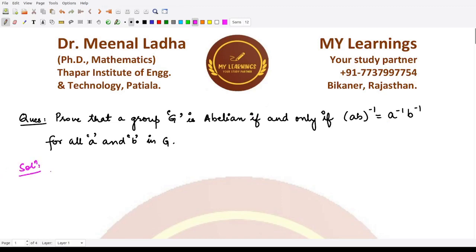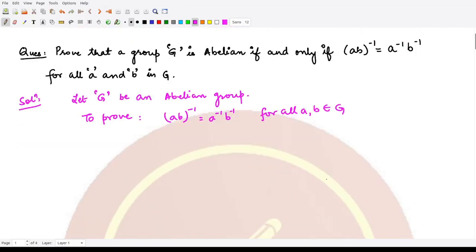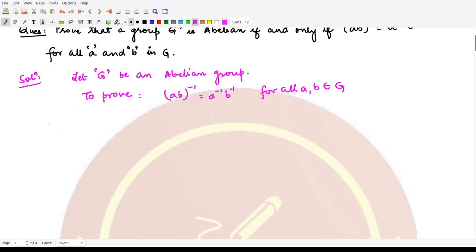Let's prove this result. So here we first of all assume that the given group G is an abelian group, correct? We first of all assume this. So what do we need to prove? We need to prove that (AB) whole inverse is equal to A inverse B inverse for all A and B which are members of this group, right? So for that, we consider the left hand side.